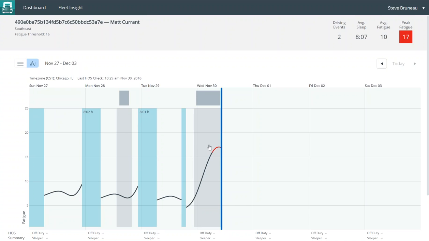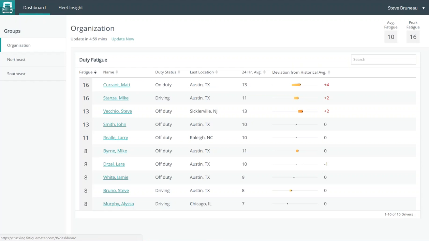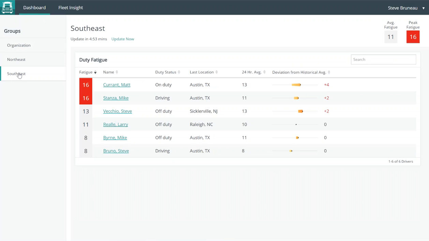Now, one thing I would do before I would leave the system is I would go back to my dashboard and take a look at my driver board. Here you can see I'm looking at the organization, but Matt happens to be in the Southeast group. So when I look at my group, this would be my list of drivers that I'm reviewing. Matt is red, and he's on duty, and it looks like here Mike is also driving at the moment.